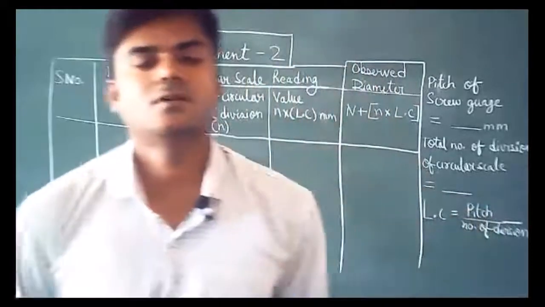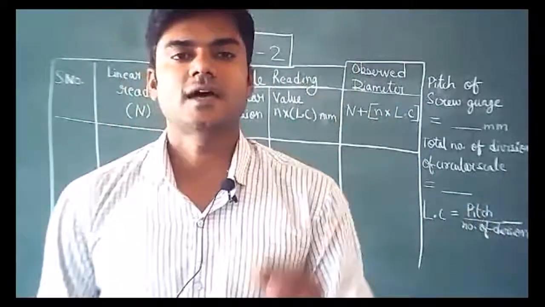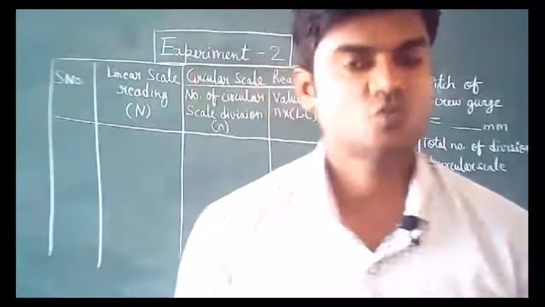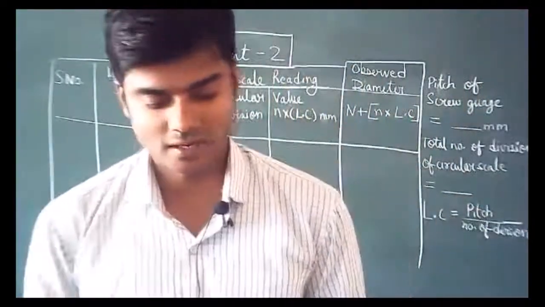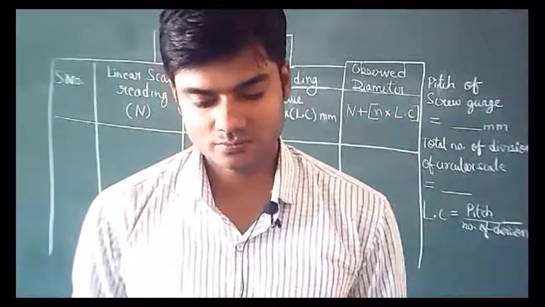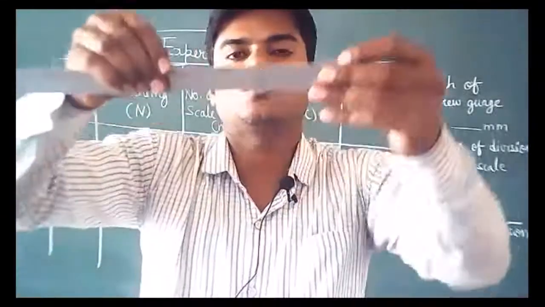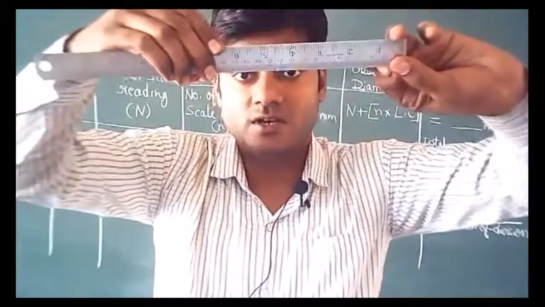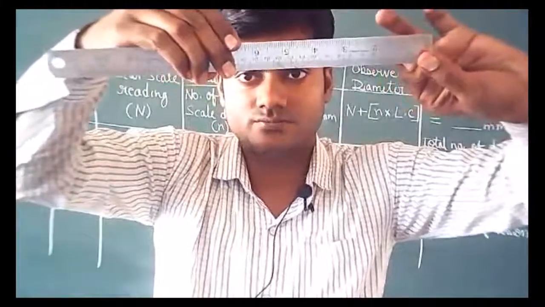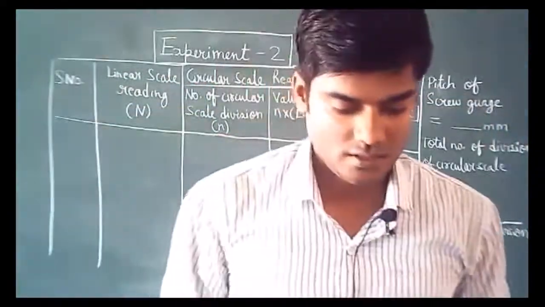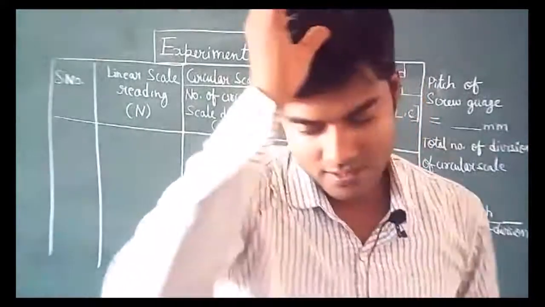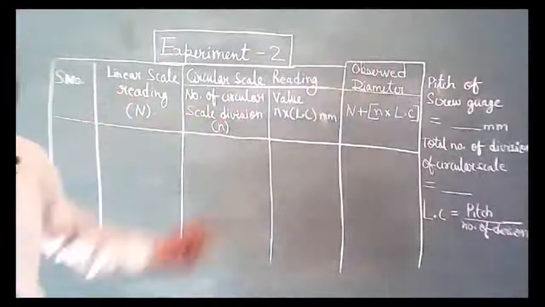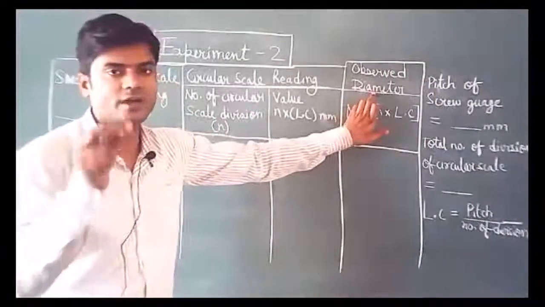So let us now calculate the diameter of this wire. This wire is 20 centimeter long. I have cut it like that. We'll take 20 centimeter long. So this wire is 20 centimeter long, if you can see it from here. Okay. And here we have prepared the table for calculating the diameter of this wire.